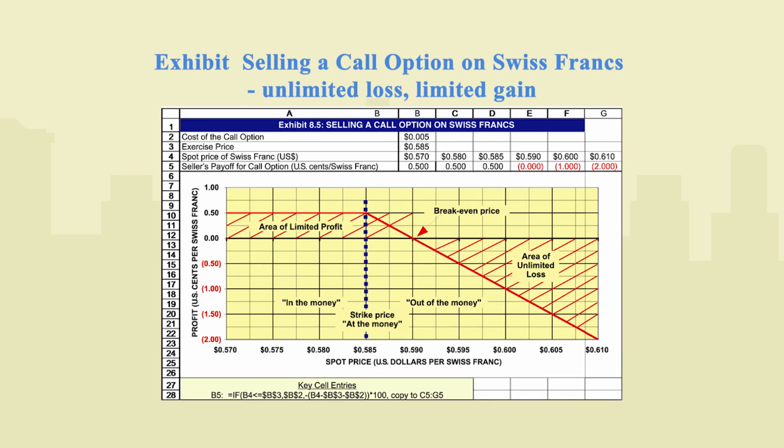This exhibit shows the net profit of the sellers of a call option. Please recall the exhibit of the net profit of the buyer of a call option. We can see the buyer's and seller's net profit lines are symmetrical to each other. For the buyer of the call option, the loss is limited, but the profit can be infinite in theory. So for the seller of call option, the profit is limited, but the loss can be infinite in theory.